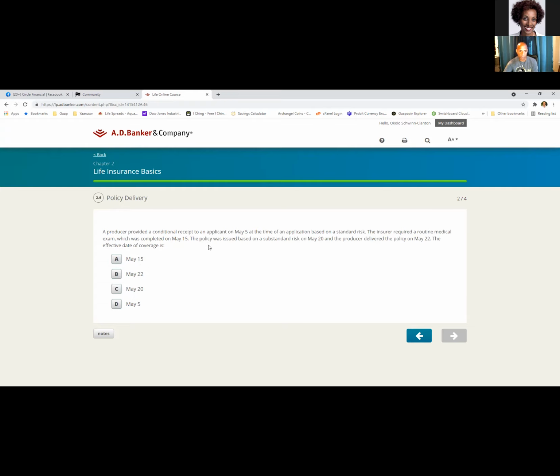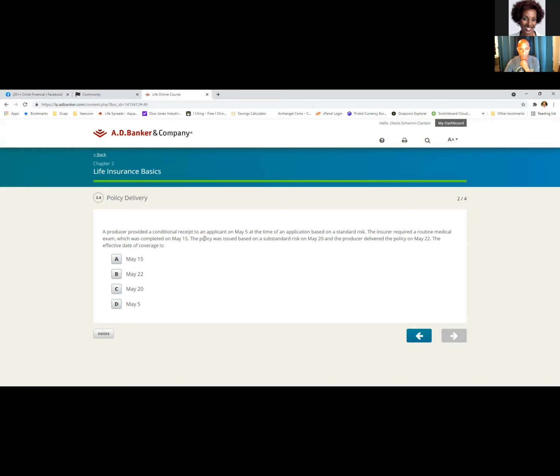So this is that conditional receipt thing, I think. What would you guys guess? The effective date, which means that if the person had died, they would have paid out. My guess is it's May 5th because that's the point of the application and they were approved.